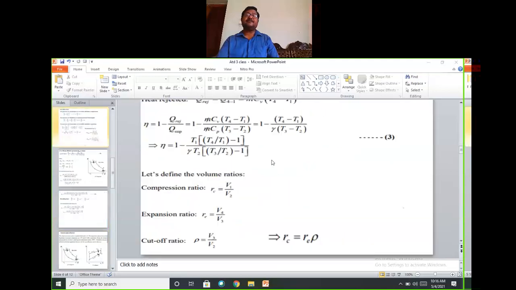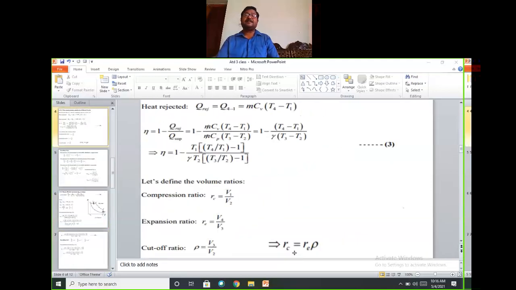I'll come to the derivation. Here rc is equal to re, the expansion ratio, into rho, where rho is the cutoff ratio. If you multiply these two, you get rc is equal to re into rho.